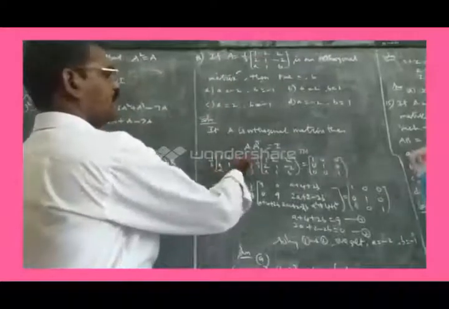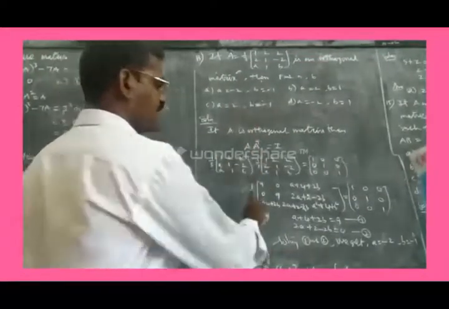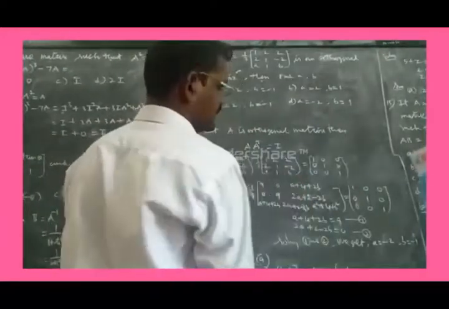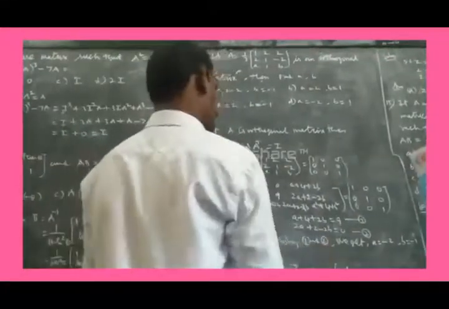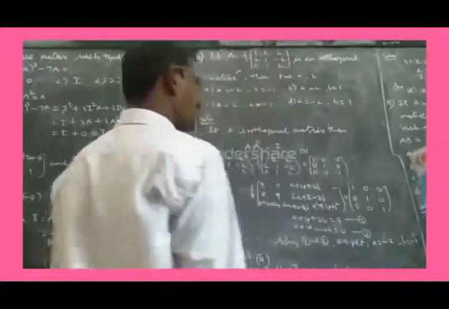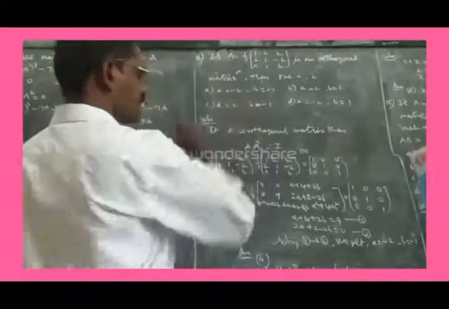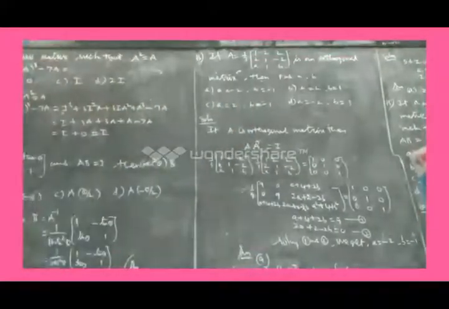So multiplying A into A transpose, we get two equations, equation 1 and equation 2. Solving 1 and 2, we get A equal to minus 2, B equal to minus 1. So option A is correct. A equal to minus 2, B equal to minus 1.